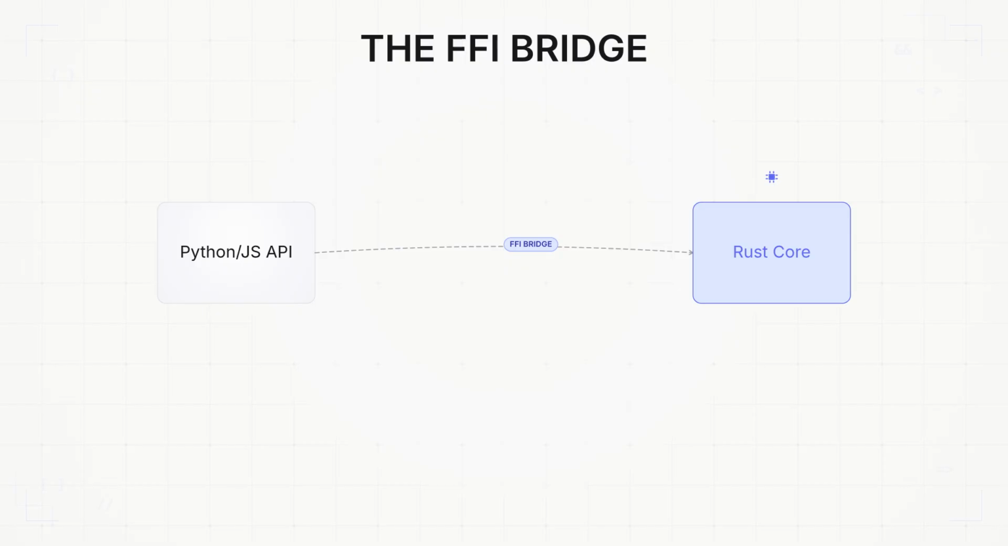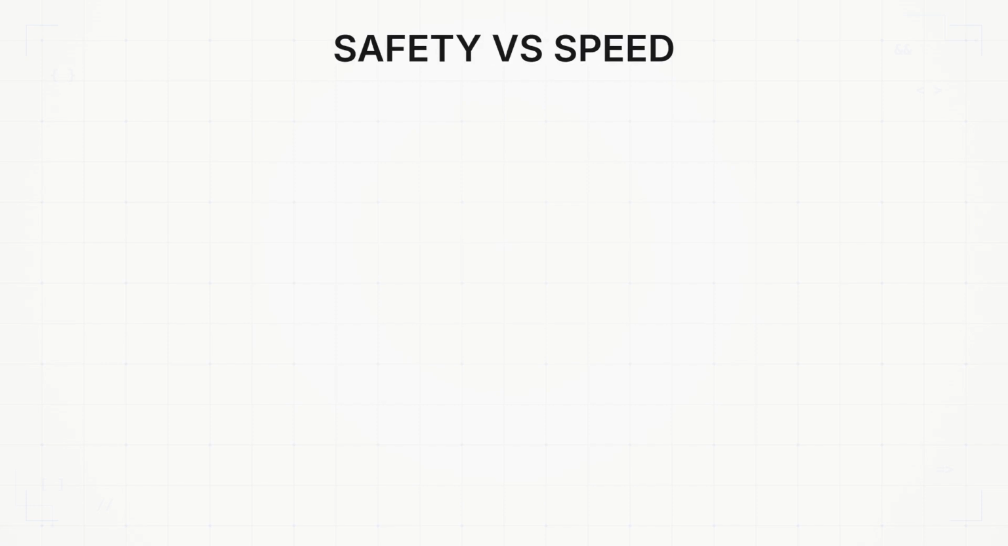When you call a function in a library like Pydantic v2, your code crosses a bridge. On one side, you have the flexible, dynamic environment of your script. On the other, you have a rigid, hyper-efficient binary that processes data at the speed of the hardware. This bridge allows libraries to maintain their friendly API while achieving 10x to 100x performance gains on the underlying compute tasks.